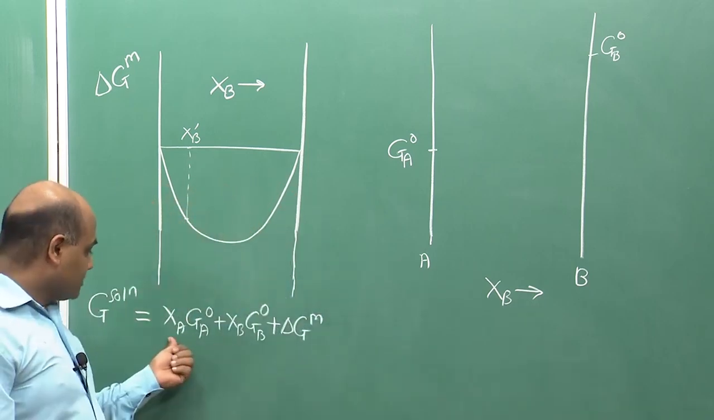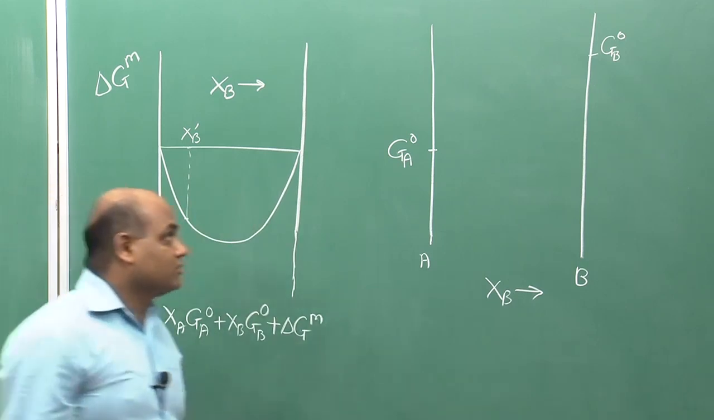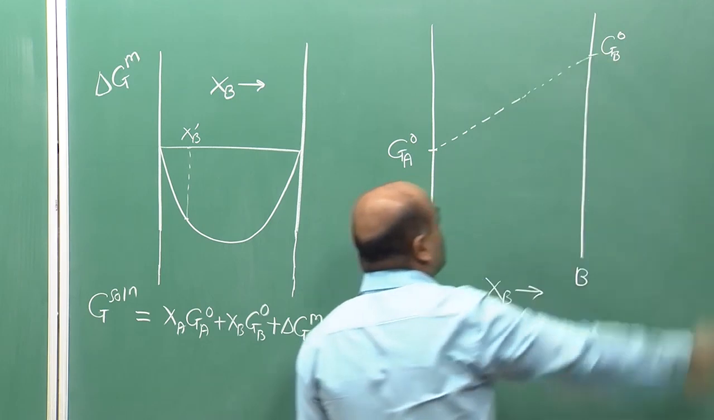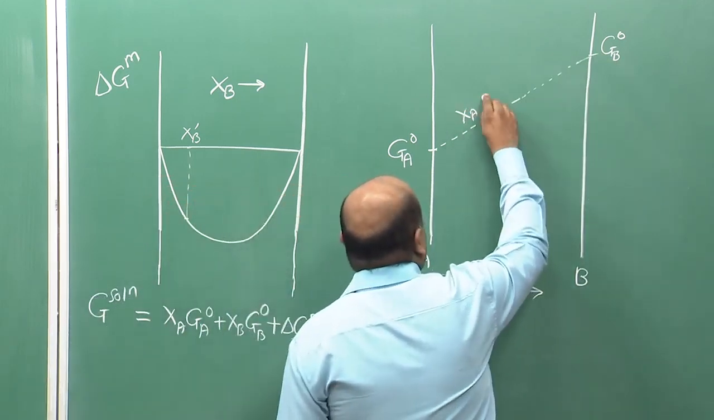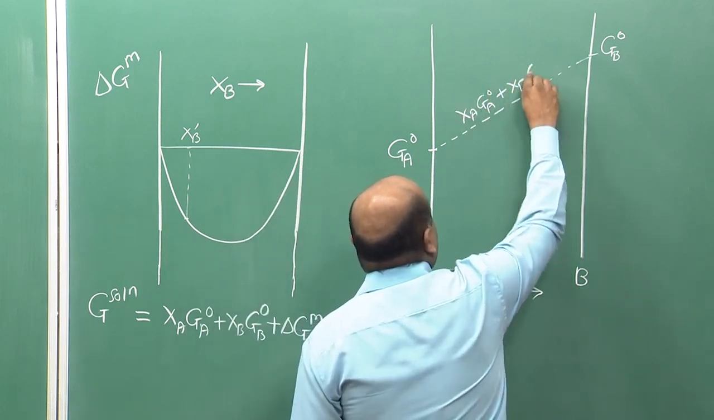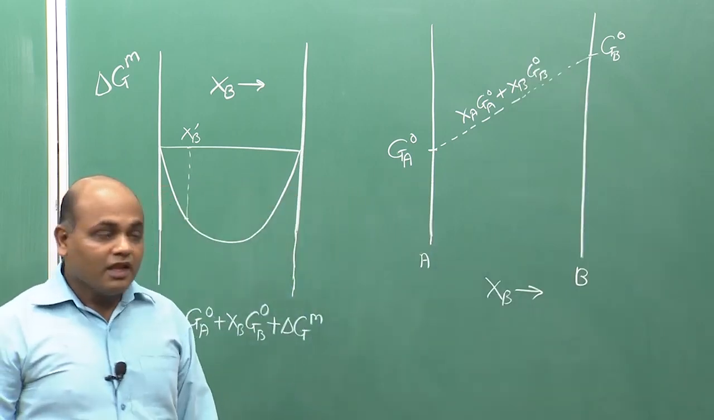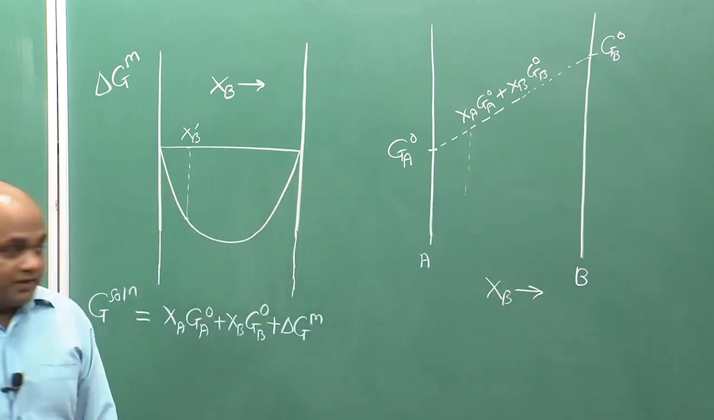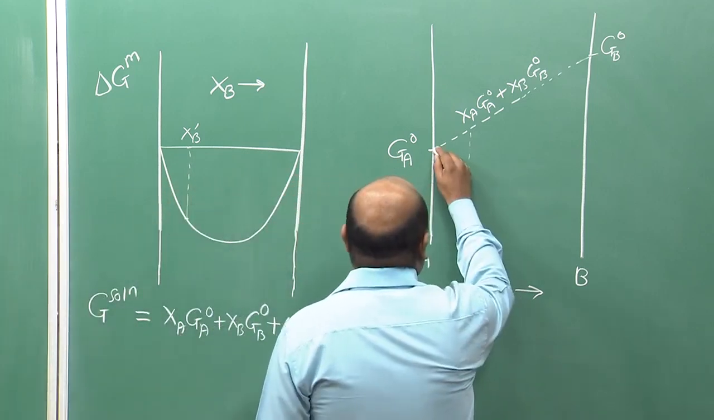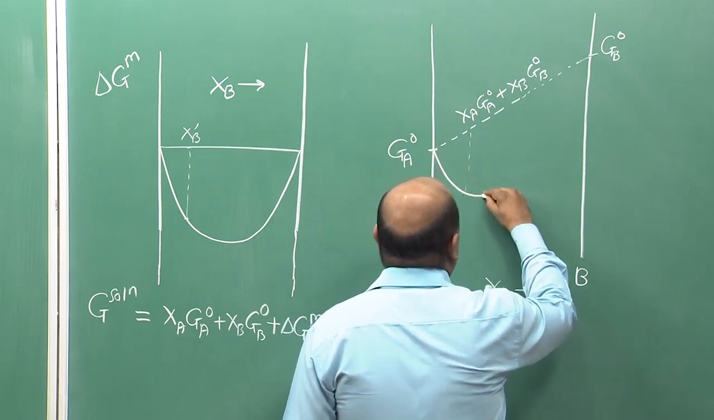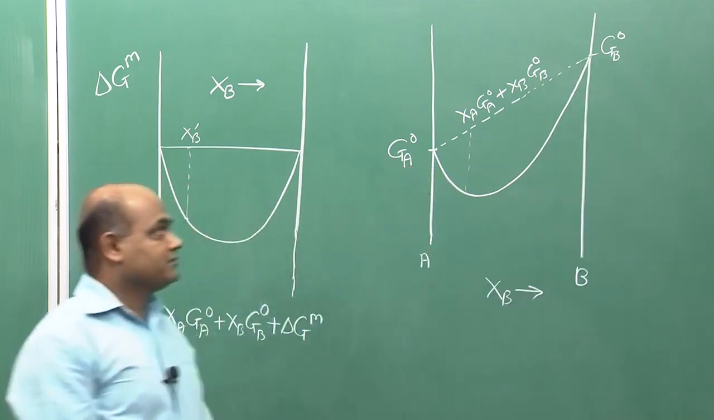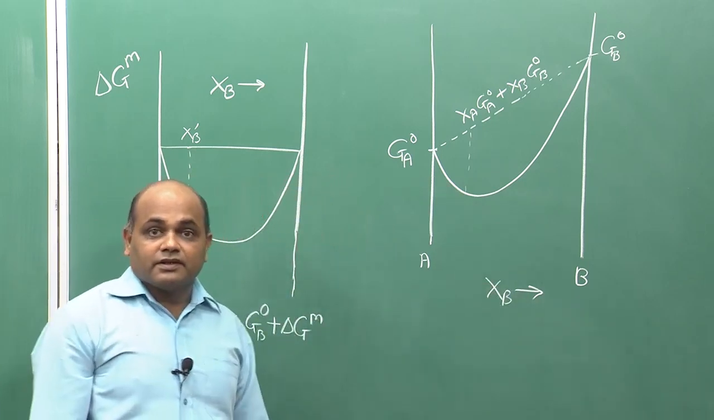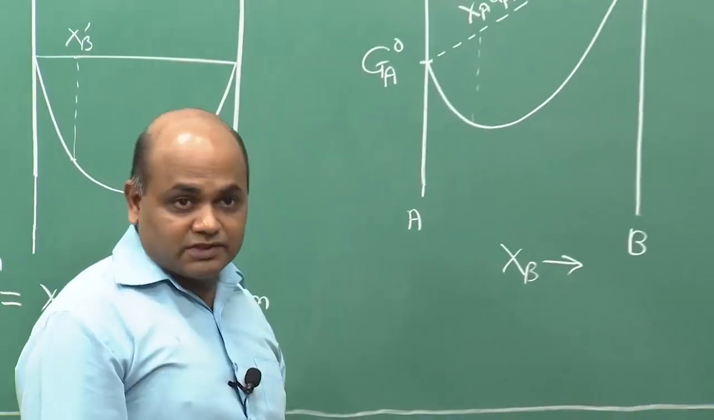So, before mixing, the total Gibbs free energy of the system was xA gA0 plus xB gB0. So, before mixing, the total Gibbs free energy varies along this straight line joining gA0 and gB0, right. And at any given composition, if you know delta gm, then you know the absolute value of the Gibbs free energy. So, if we plot at each composition, we will get a curve something like this. This is the absolute Gibbs free energy versus mole fraction, and this is how the G solution versus composition curve would look.